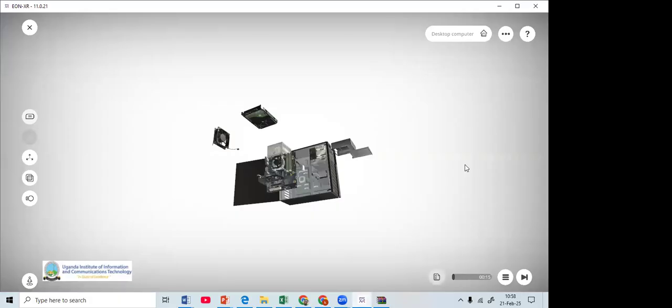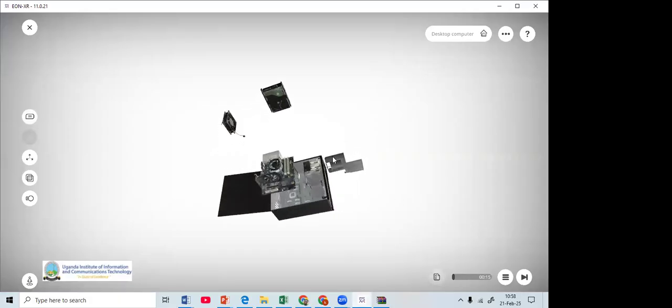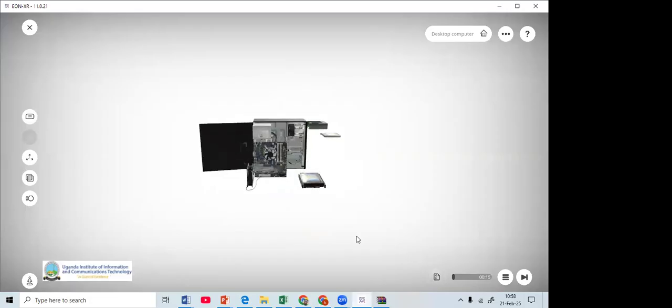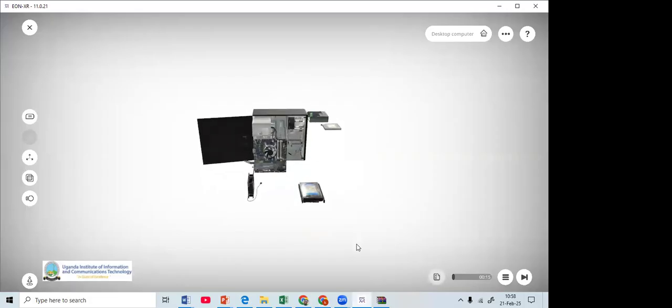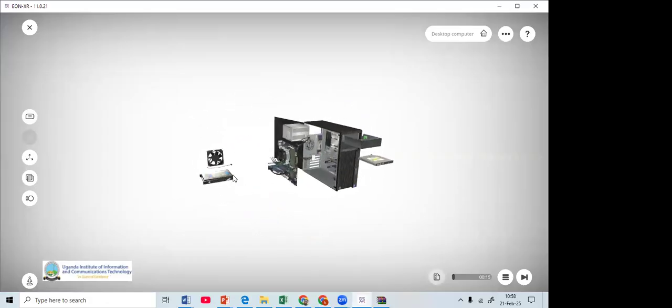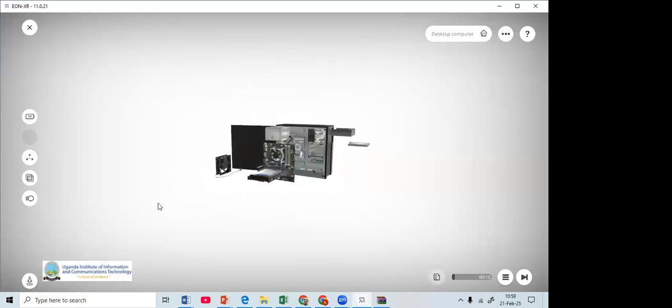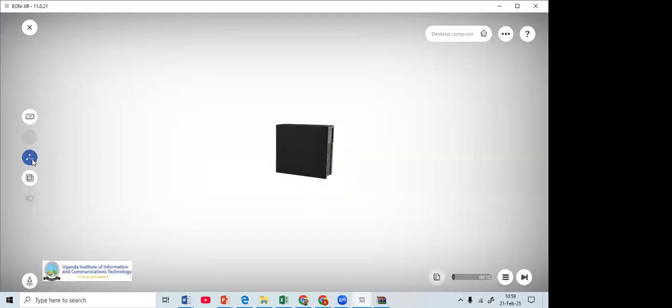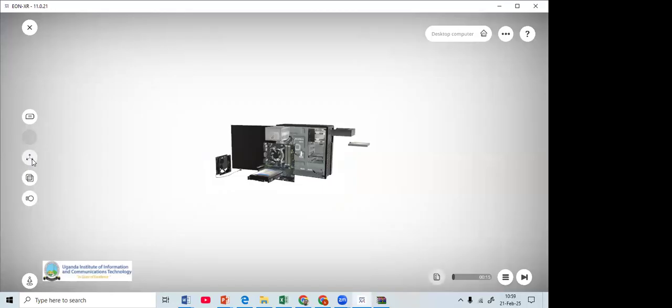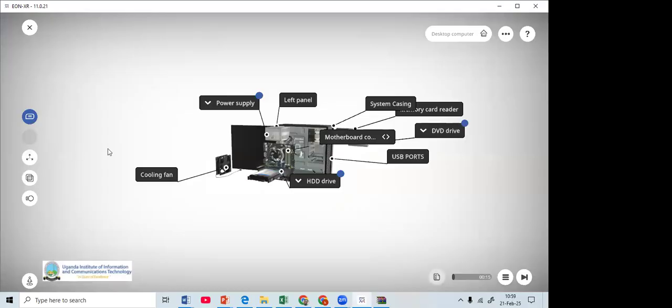I'm going to look at the system. In EON, these systems are developed in 3D or 2D, depending. So you can open it and the child sees every part inside that system. I can decide to close it to show them that when it is closed, that's what you see, but when it is open, that's what you are able to see. Then I can go on and label every part of the system: this is the power supply, this is the cooling fan, and the rest. So I'm able to do a lot of things.